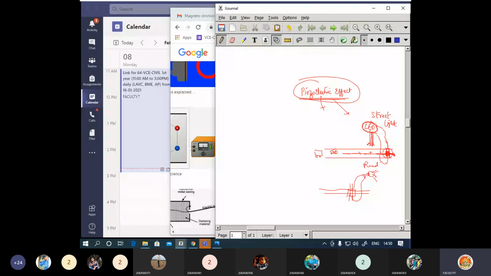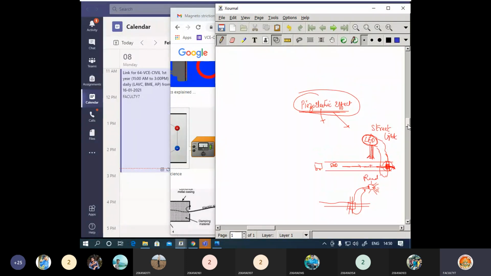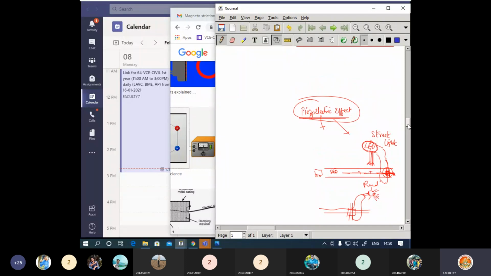Okay, then you are going to get the light energy. Okay, so this is one of the mini projects. If you want, you can consider this as a mini project if required. Okay, that is one of the important concepts that an engineer should know.